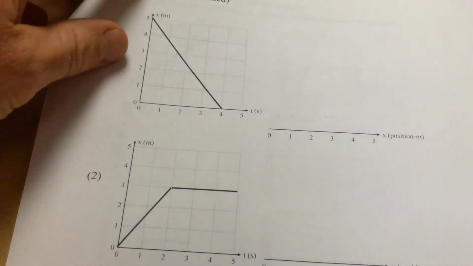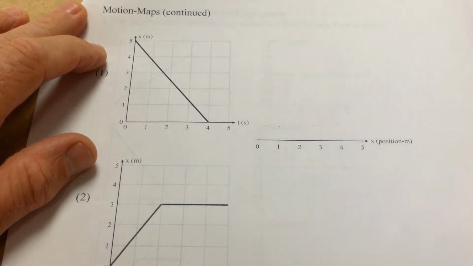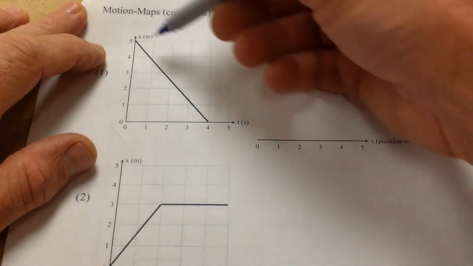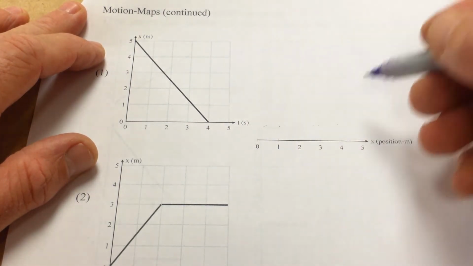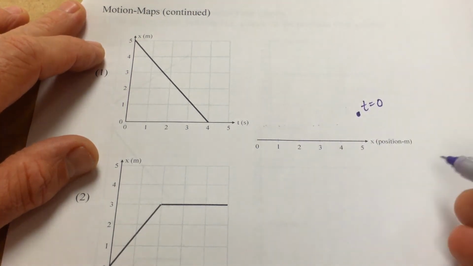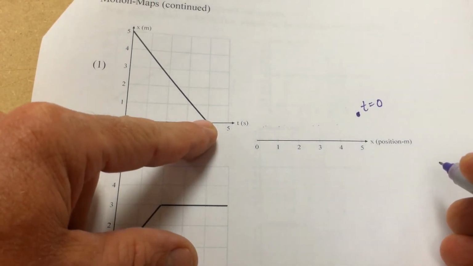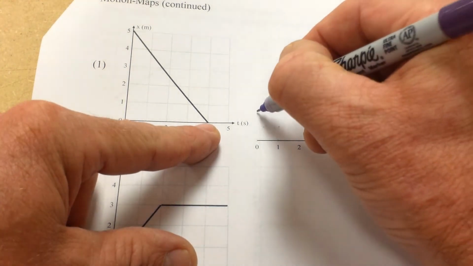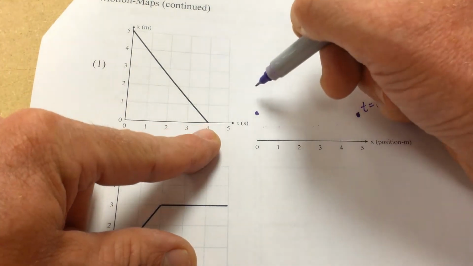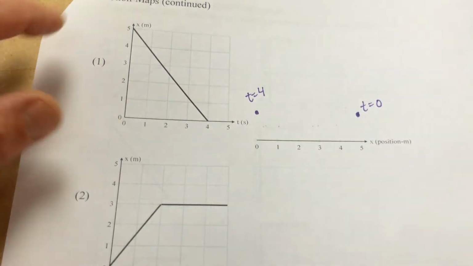Can you make a motion map of this top one? Again, what we need to do is come up with the slope, the equation. In this case, we have an object that's starting at 5 meters. So this would be my time equals 0 dot, and the object then ends up at the origin at 4 seconds. So we could draw a timing dot there. That would be t equals 4 seconds. Now we need to get the dots inside here, don't we?